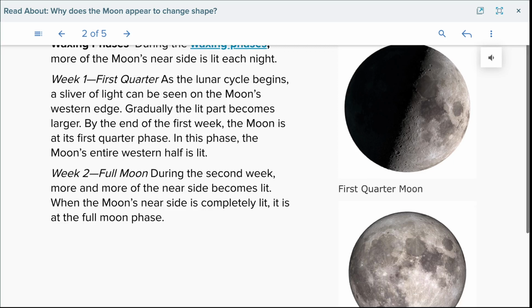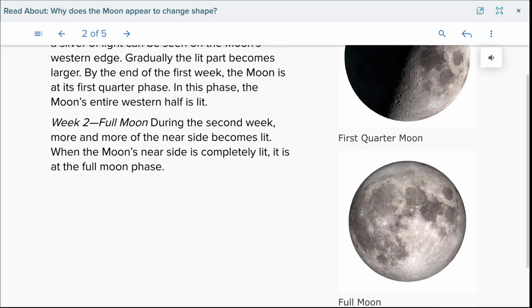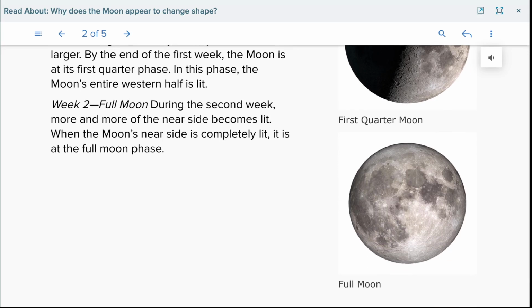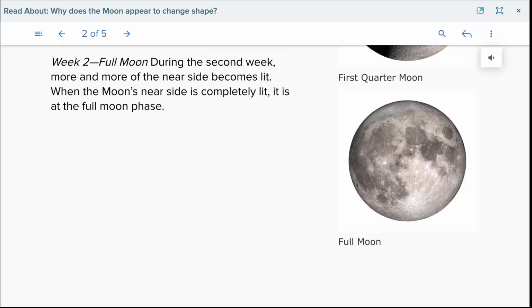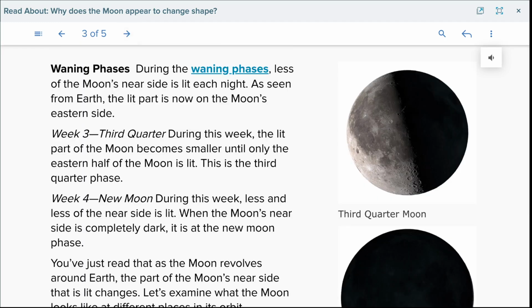Week 2, full moon. During the second week, more and more of the near side becomes lit. When the moon's near side is completely lit, it is at the full moon phase. Then it starts waning. During the waning phases, less of the moon's near side is lit each night. As seen from Earth, the lit part is now on the moon's eastern side.